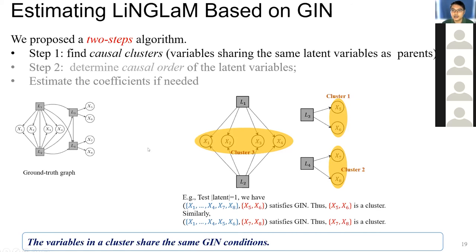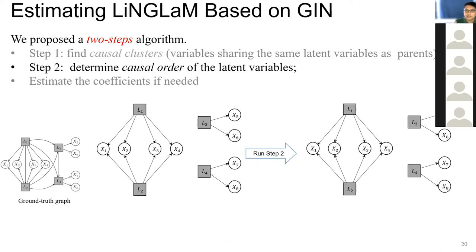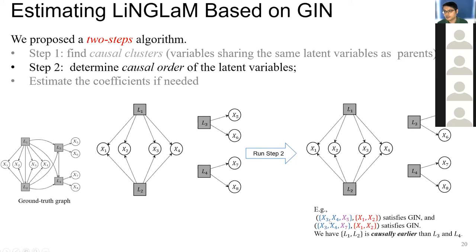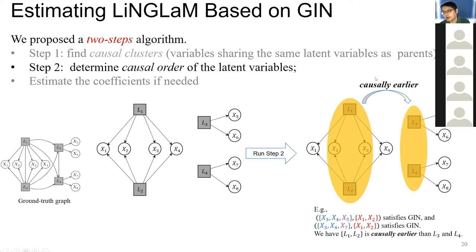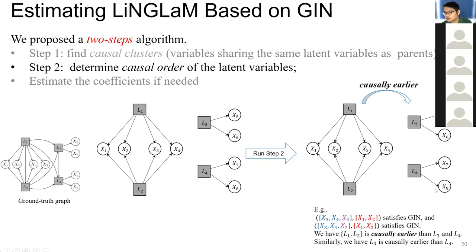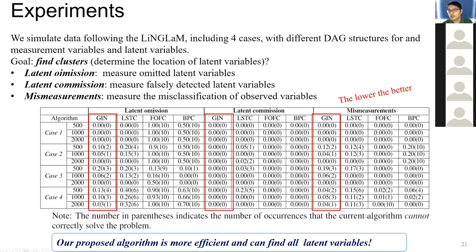After we find the clusters, the next question is how to determine the causal order among the latent variables. We use the GIN condition to infer the causal orders. First, if we have this set of GIN conditions, we conclude that L1 and L2 are causally earlier than L3 and L4. And if we find this further set of conditions, we conclude that L3 is causally earlier than L4. That finishes the running example of our algorithm.